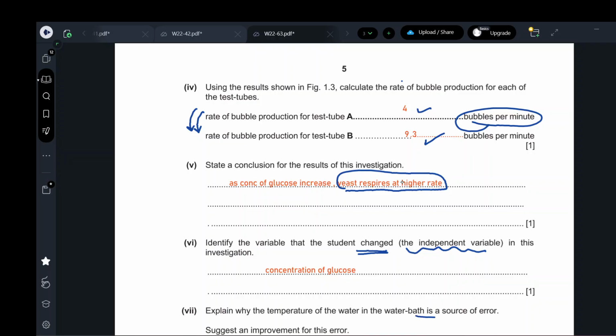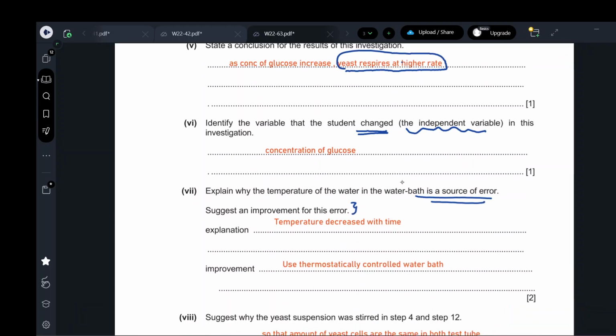Why is the temperature a source of error? It is not maintained. What is an improvement for this error? Use thermostatically controlled water bath. Explanation and improvement. Why is it a source of error? Because it is not maintained, so it decreases with time. The temperature will decrease to reach the room temperature. What is my improvement? Using thermostatically controlled water bath.